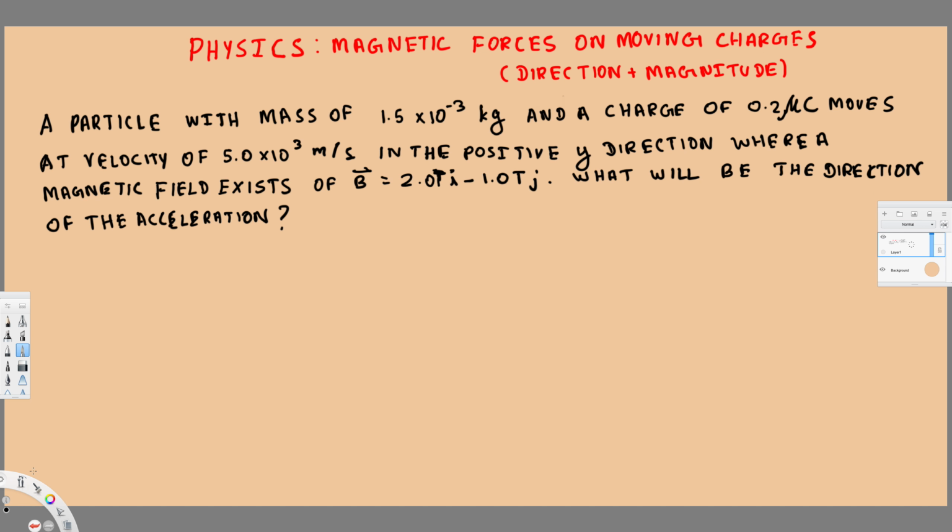Let's do this problem right here. The question is asking: a particle with mass of 1.5 times 10 to the power minus 3 kilogram and a charge of 0.2 microcoulomb moves at a velocity of 5 times 10 to the power 3 meter per second in the positive y direction, where a magnetic field exists, B is equal to 2.0 T i minus 1.0 T j. What will be the direction of the acceleration? Let's see how we can find it.